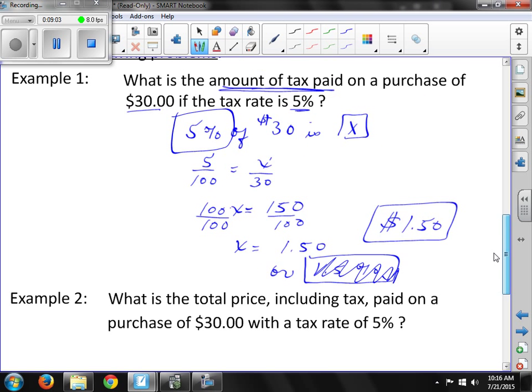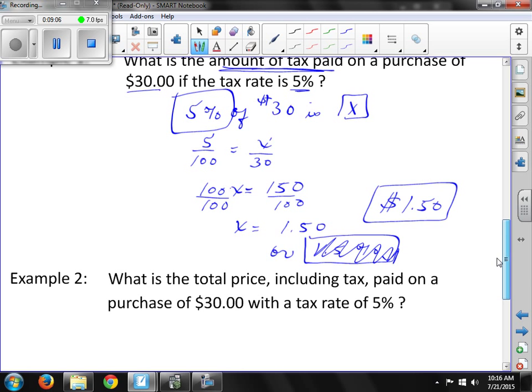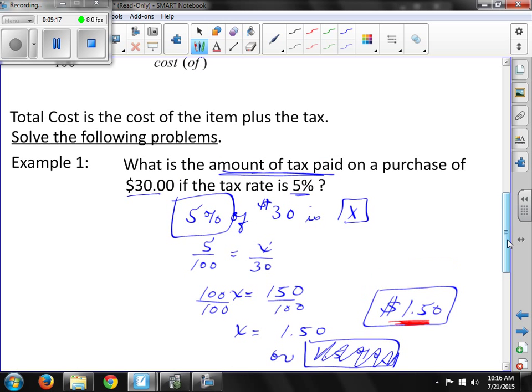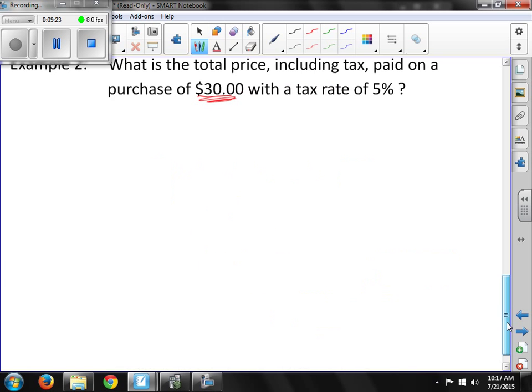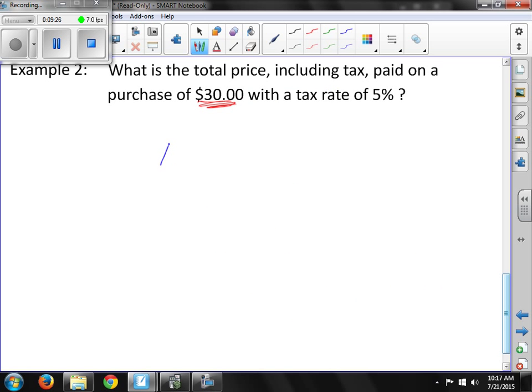Okay, this is a continuation of the previous problem. We found out that the amount of the tax was $1.50. The item costs $30. And we know that, if we go back, the total cost is the cost of the item plus the tax. So the total cost would be the cost of the item, which is $30, plus the tax, which we just figured out was $1.50. So the total price of the item would be $31.50.